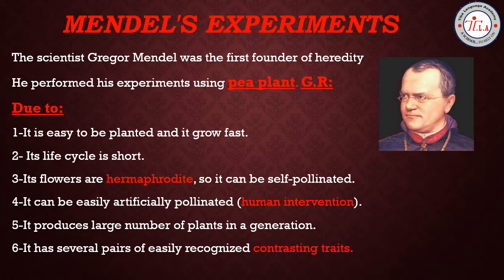Number 2, its life cycle is short. Number 3, its flowers are hermaphrodite, so it can be self-pollinated. Number 4, it can be easily artificially pollinated, human intervention. Number 5, it produces large number of plants in a generation. Number 6, it has several pairs of easily recognized contrasting traits.